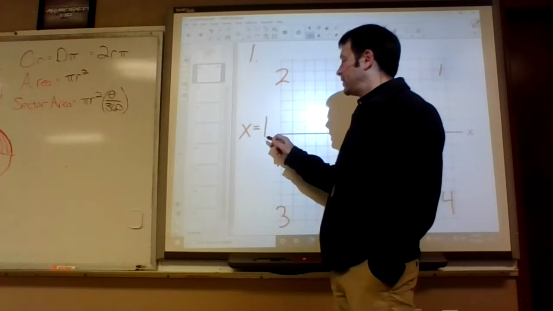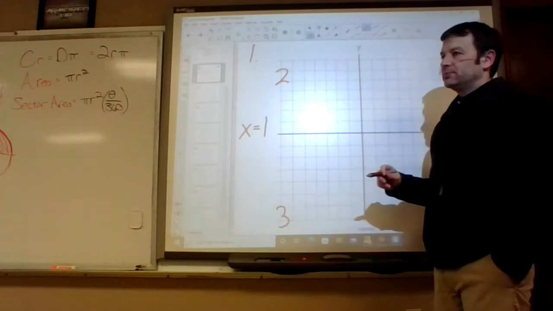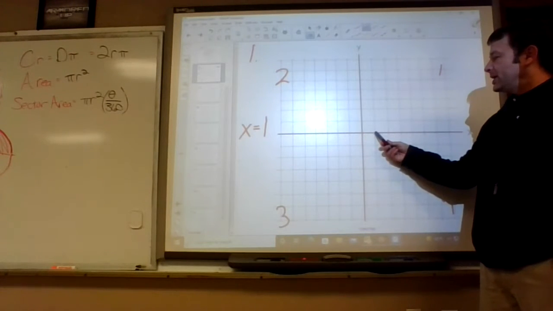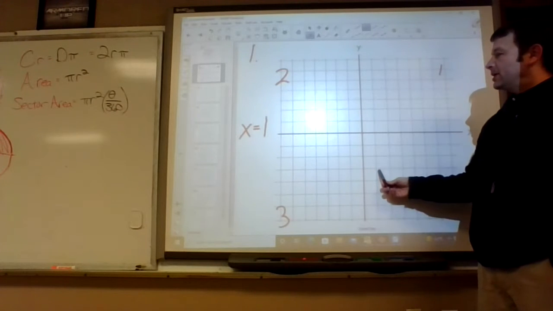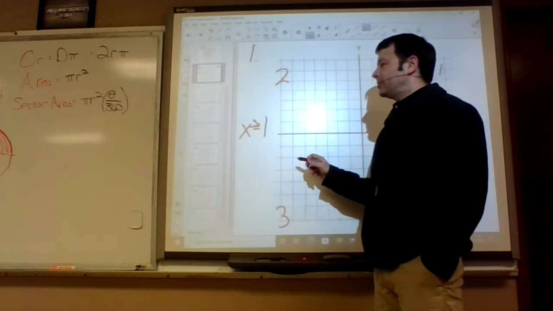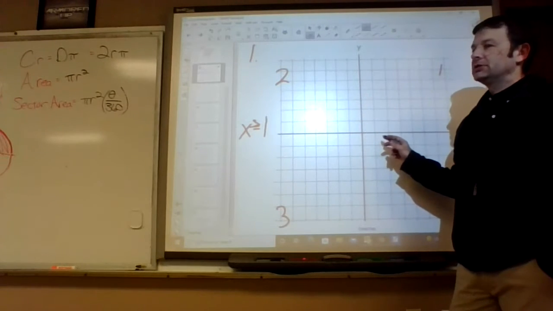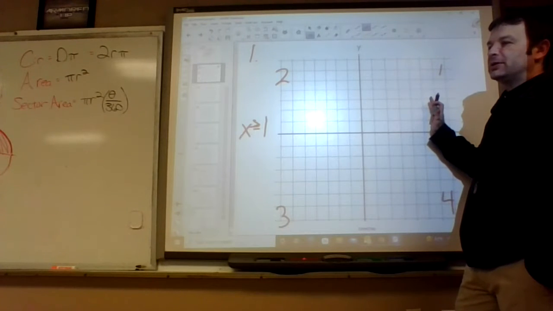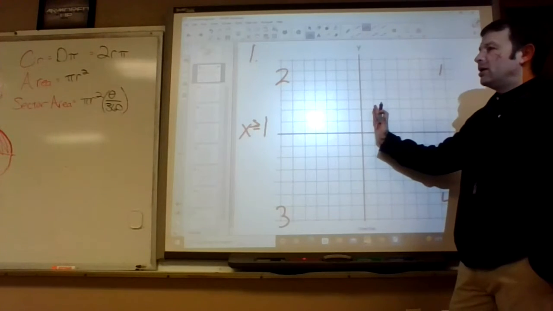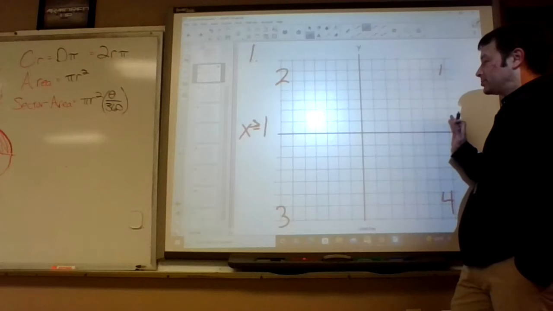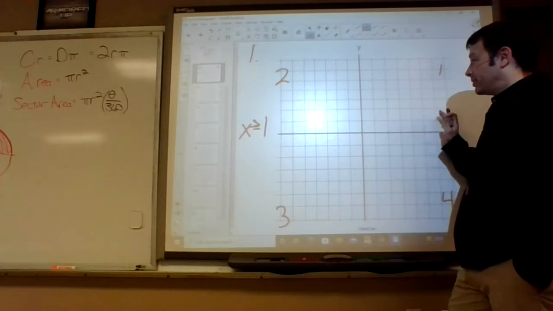You guys remember what the graph of x equals 1 looks like? It's a vertical line. Yes, you go to 1 on the x-axis and draw a vertical line. So what if they said x is greater than or equal to 1? It's to the right. All the x values greater than 1 are this way. So you would shade all that.